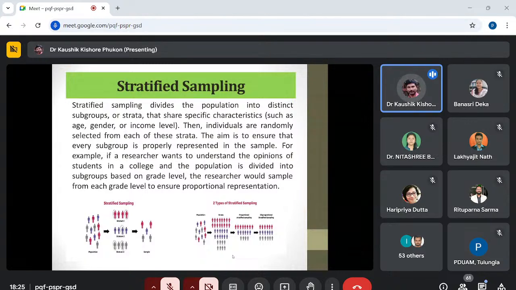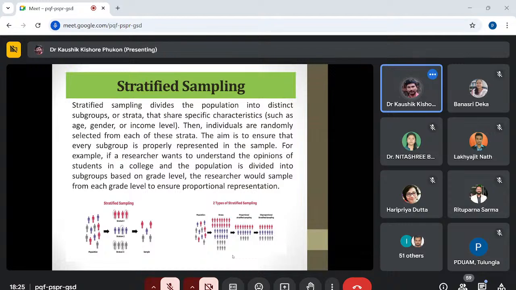Stratified sampling divides the population into distinct subgroups or strata that share specific characteristics, suppose based on age, gender, income level, etc. You can divide the strata, and then individuals are randomly selected from each of these strata. The difference is that after dividing into strata, the researcher will select the individuals randomly. The aim is to ensure that every subgroup is properly represented in the sample.